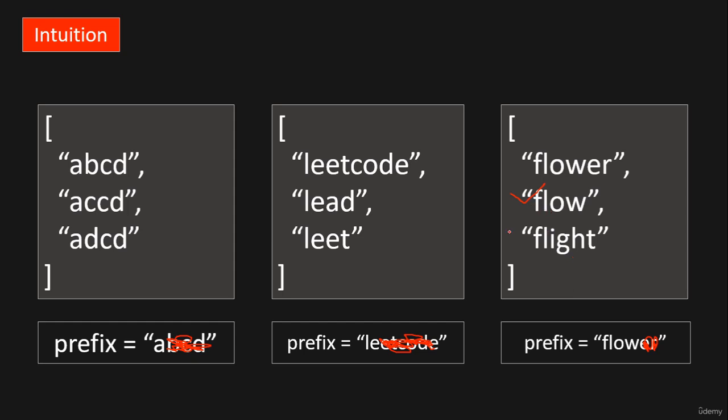Now let's move to the next string. Here we see flow does not start at index 0. So let's remove the last character from the prefix. Now we see that FL starts at index 0. So we'll return this prefix. This is how we can solve this problem. The solution will take O(n) time complexity. N is the sum of the lengths of all strings in the given array.